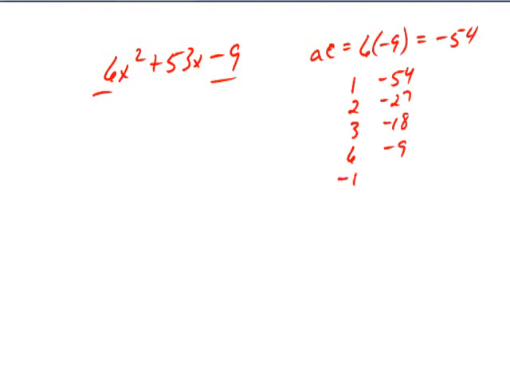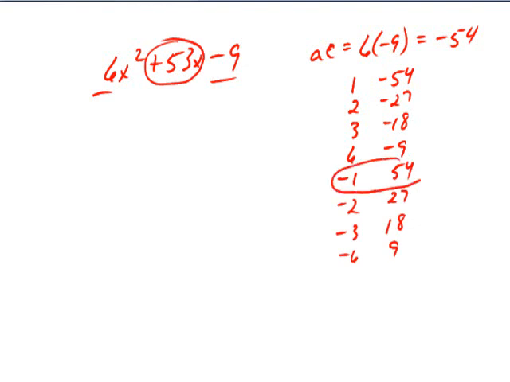Or negative 1 times 54, negative 2 times 27, negative 3 times 18, or negative 6 times 9. And the middle term is 53x. We want the pair of factors that add up to 53. Negative 1 and 54 will do that. So let's rewrite the expression changing 53x into negative x plus 54x minus 9 and factor by grouping again.